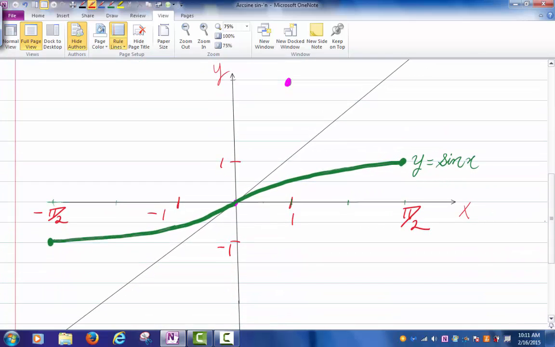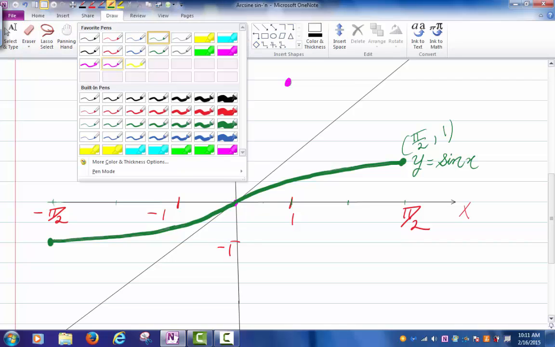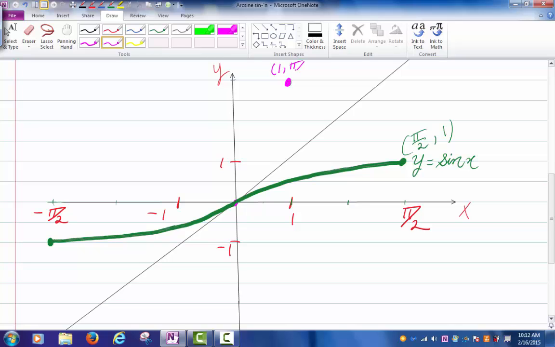Now, let's think about this. On the graph of the sine function, what are the coordinates of this point? Pi over 2 and 1. So that's a point on the graph of sine. Which point will lie on the graph of sine inverse? 1 comma pi over 2. You agree that this point here would be 1 comma pi over 2? I have the point pi over 2 comma 1 on the graph of sine, so 1 comma pi over 2 will be on the graph of sine inverse. And so that's the one that I highlighted.